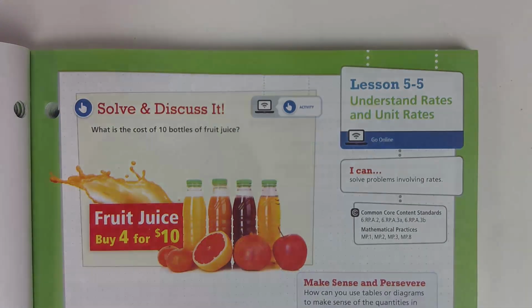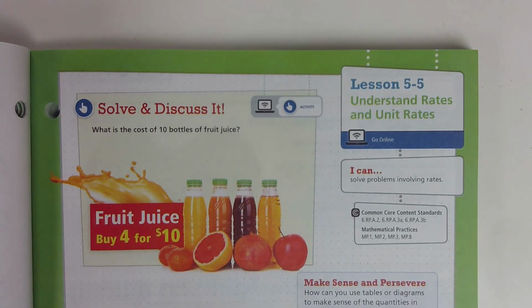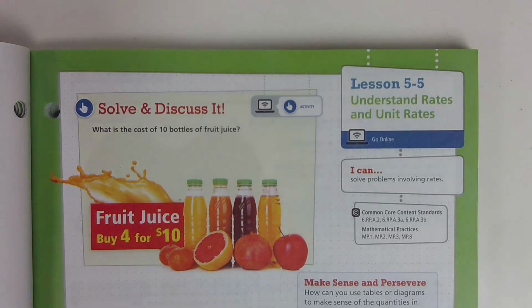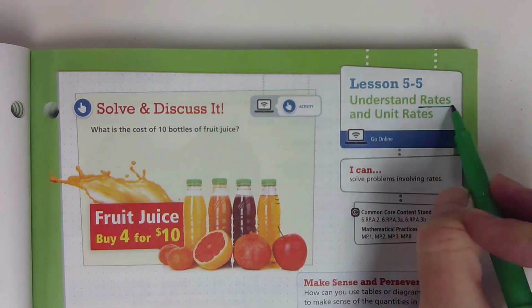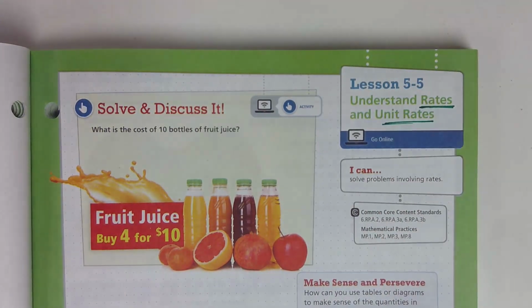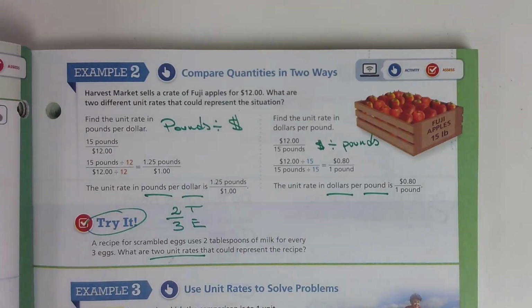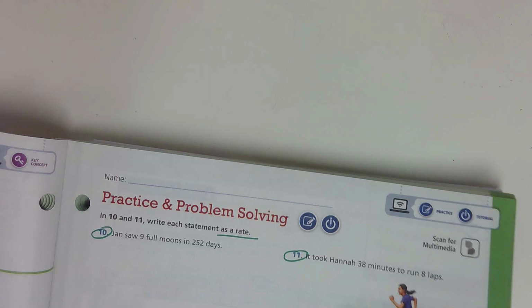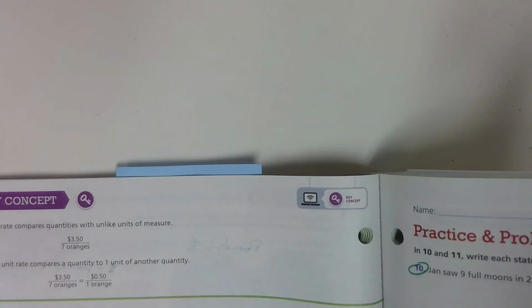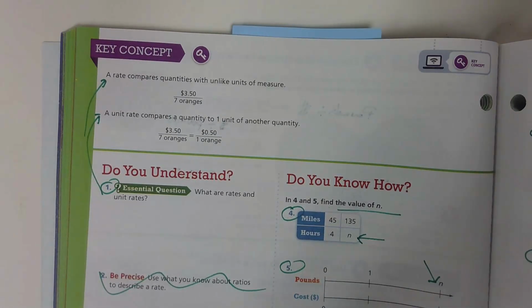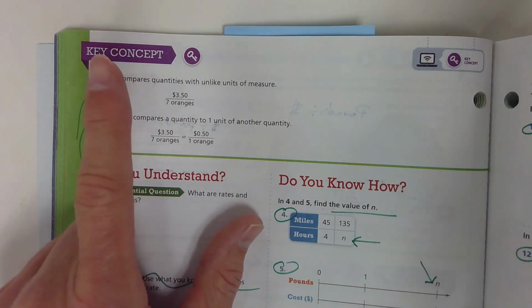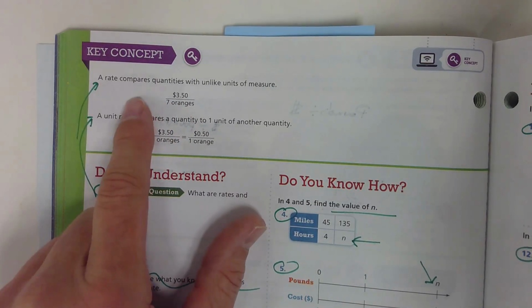Okay, sixth grade, lesson 5-5. This is page 293, and we're talking about rates and unit rates. And there's a difference between the two. On page 296, the key concept tells you the difference between them, and so you're going to need to know this.